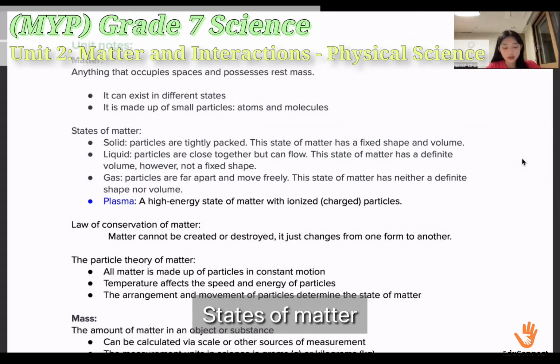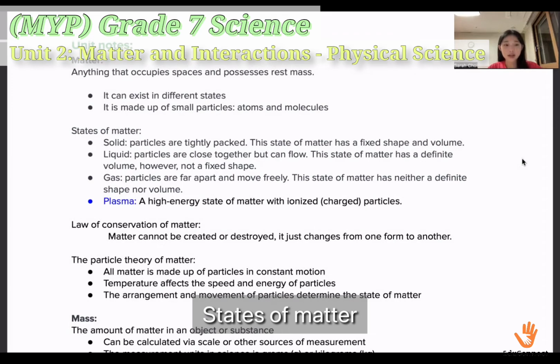So the states of matter are mainly known in 3 states, and there is somewhat of an anomaly state, but the main are solid, liquid, and gas. So solid is when the particles are tightly packed, and the state of matter has a fixed shape and volume. Liquid is when particles are close together but still can flow. The state of matter has a definite volume, however, it does not have a fixed shape.